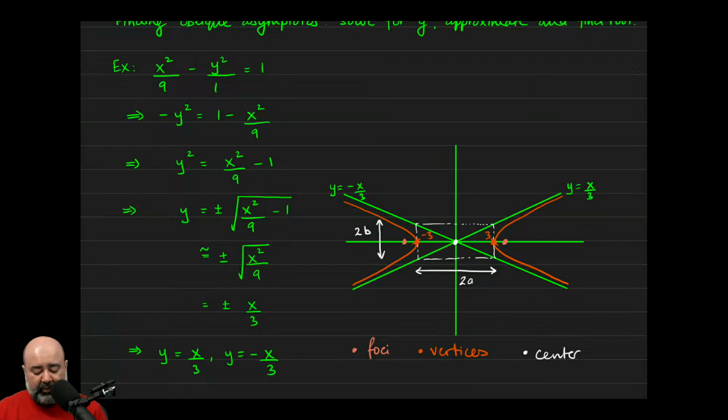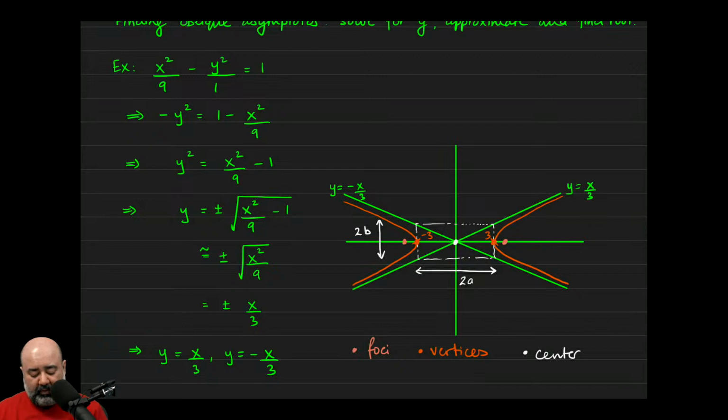Now, how do we know that we have to go left to right as opposed to up and down? The larger number is underneath the x term. So that's where the major axis is, which means it's a horizontal major axis. b is 1, so you can go up 1 and you can go down 1. Well, I'll talk about this box in a bit.